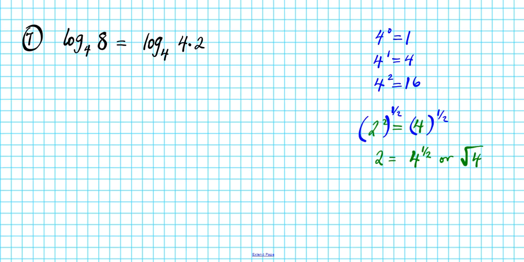Now, let's apply that idea here. So we're going to insert the 2 expressed as a power of 4. So log base 4 of 4 times, instead of 2, we're going to put 4 to the 1/2 power. Okay? Now we're going to apply the product property of exponents. Whenever you're multiplying exponents of the same base, you add the powers.